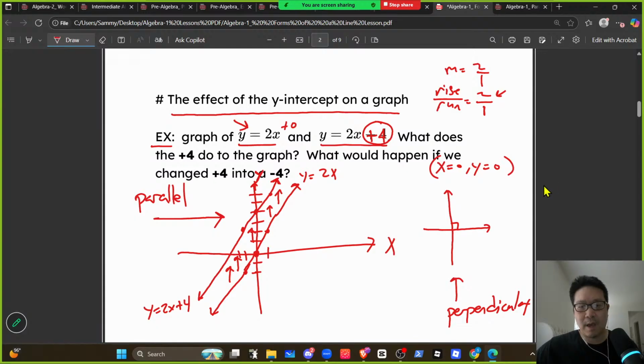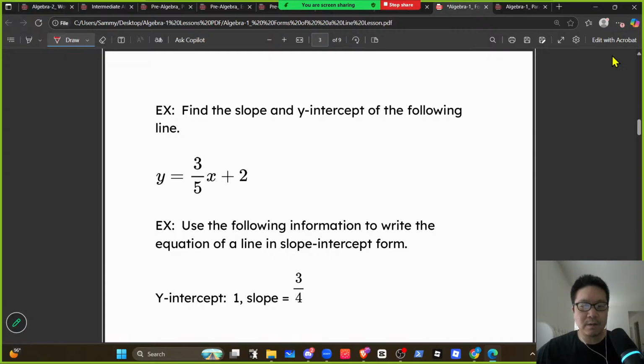We're going to go over that in the next lesson. But the thing you need to know about parallel lines is we don't have to graph them to know they're parallel. We can just look at their equations, because they'll have the same slope. The intercept can be different, but they'll have exactly the same slope. Okay, now let's go over an example.